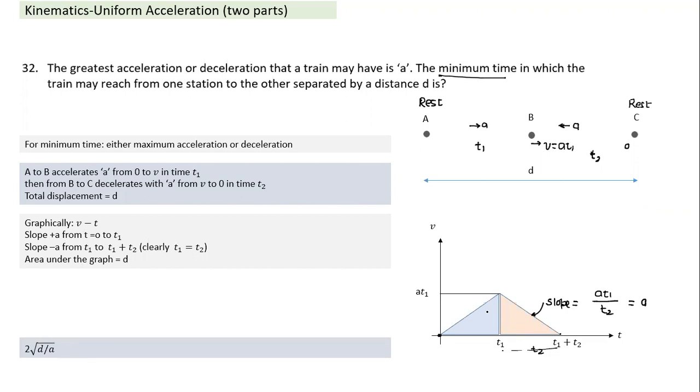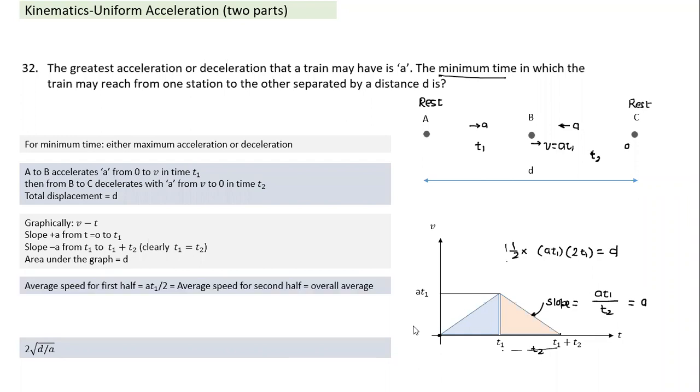And what is the total area? The total area is 1/2 into height at1, and the base is 2t1, and this has to be equal to d. It will give you the time of acceleration. So pretty simple. You can do it with equations also, but if you understand slope, it tells you another way to solve the question, and this is a much faster and better way of understanding motion.